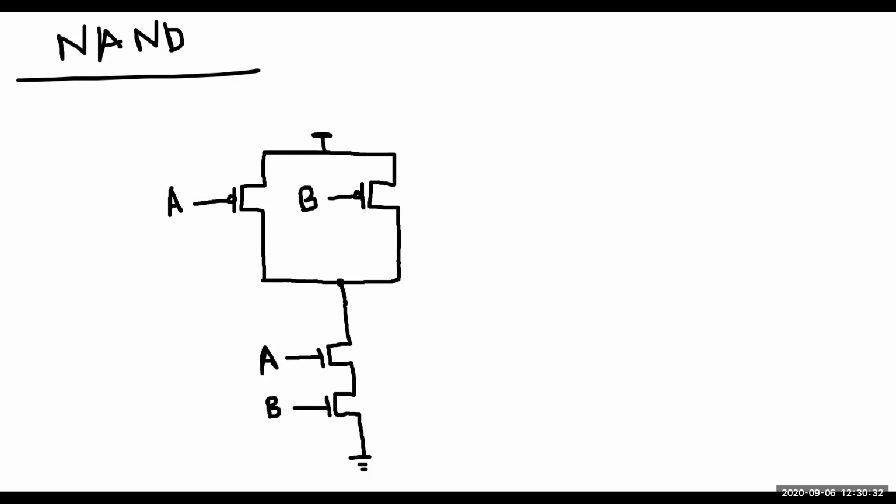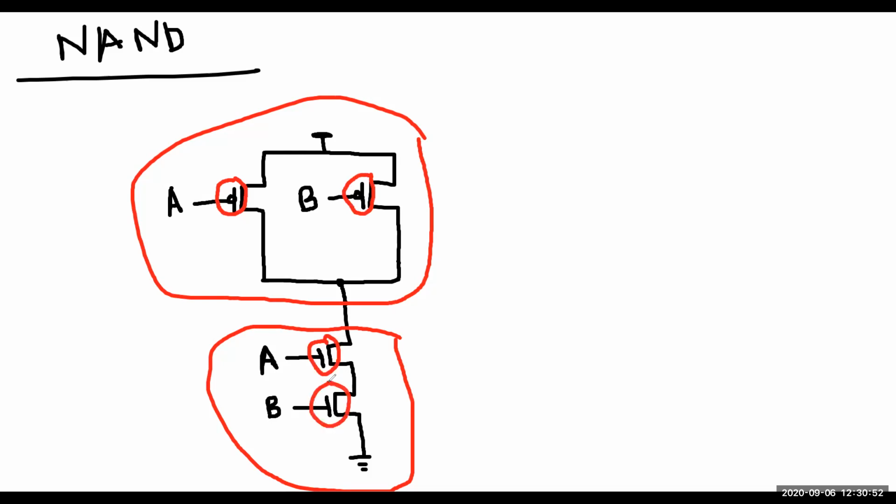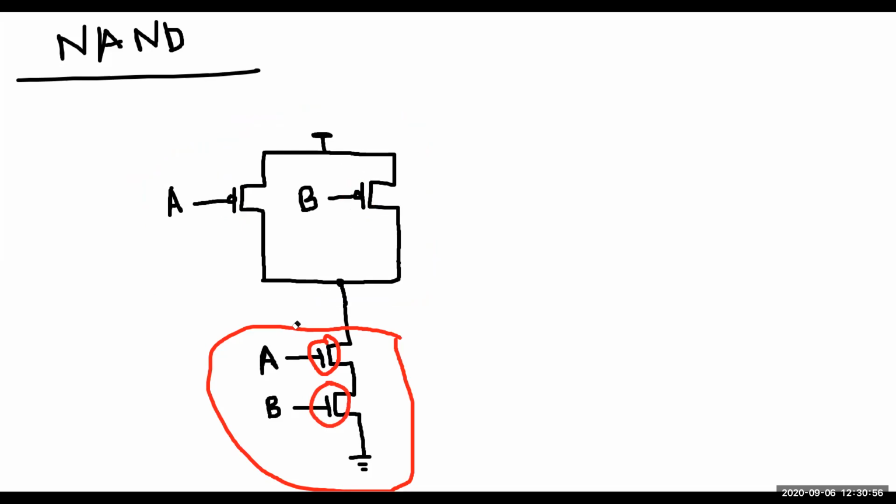Now this part is PMOS, right? Can you see that? And this part is NMOS. How do I know? Because PMOS has a bubble. Can you see the bubble? And NMOS does not have any bubble. So this is the difference. PMOS will always be at the top. NMOS will always be drawn at the bottom.